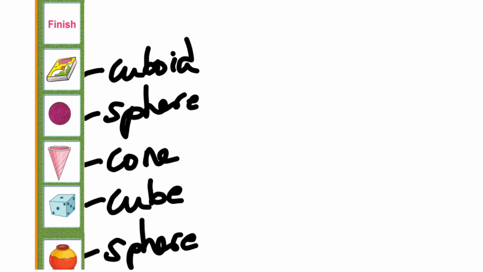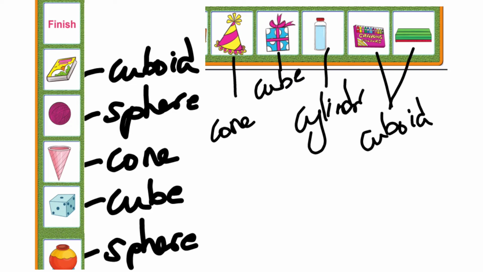So next we have book, cuboid shape, ball, sphere shape, ice cream, cone shape, dice, cube shape, and there is a pot which is sphere shape. So we have a few more. The first one is a birthday hat, cone shape, birthday gift, cube shape, a water bottle, cylinder shape, and we have a crayons box and also a duster. So both are cuboid shape.